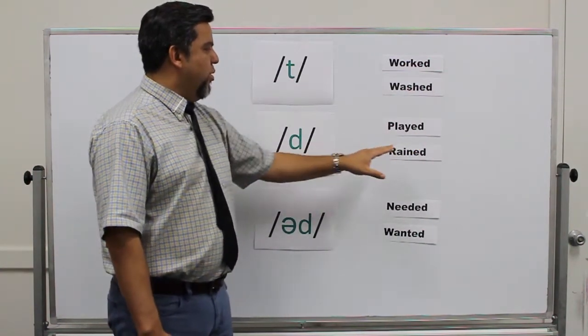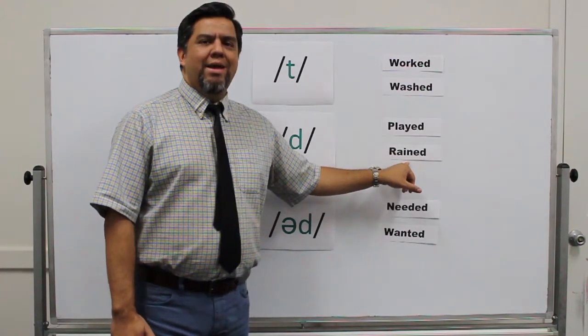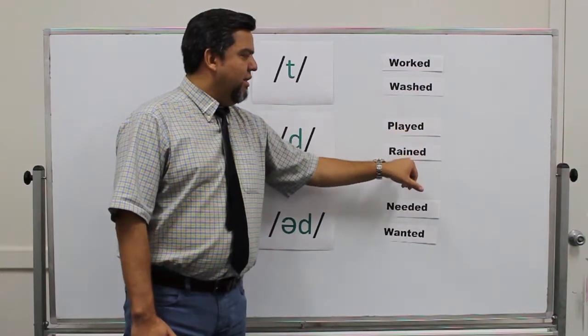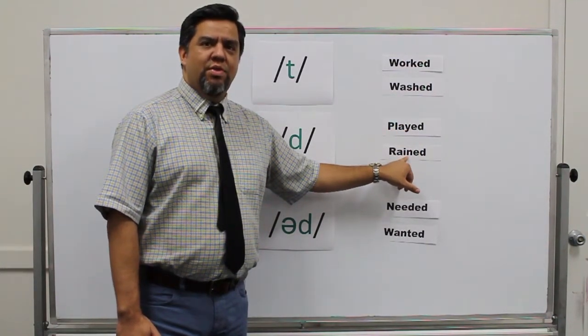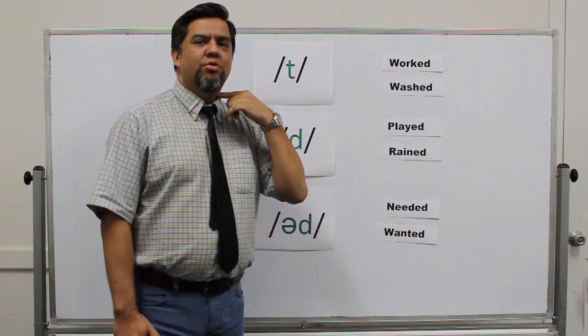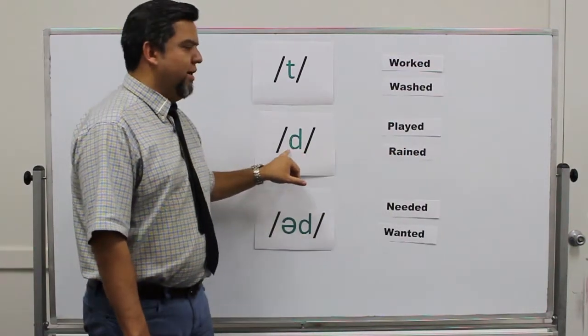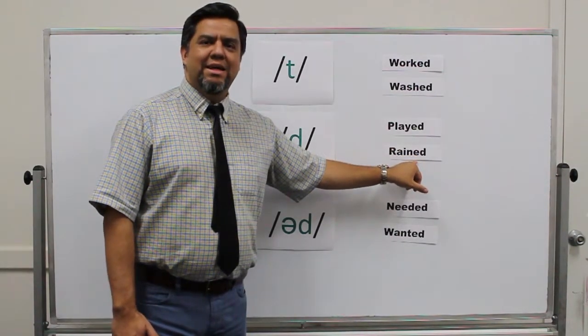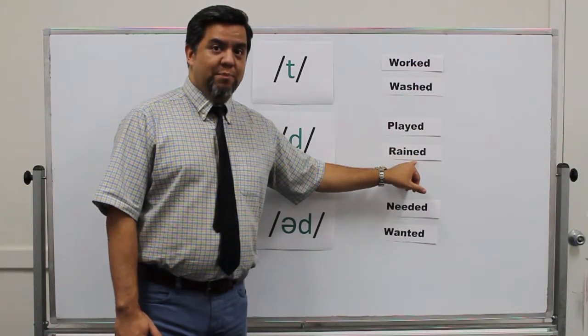Another example for group number two is the verb rain. Same thing as play. This sound is voiced. Therefore, it is produced in your throat. The ED will sound like D. Rained. It rained a lot yesterday.